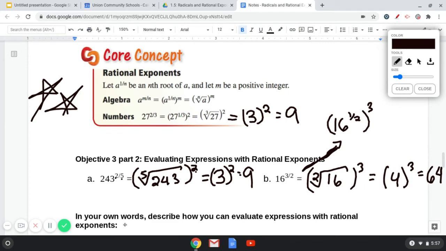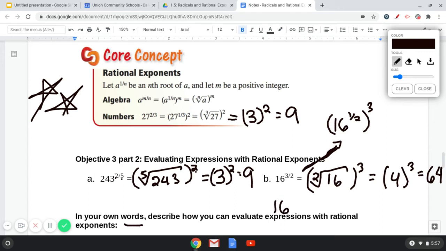And then in this next part, I'll let you do this on your own. In your own words, describe how you can evaluate expressions with rational exponents. So put this into words. Just describe how you can split up this fraction into a 1 over a number and then an exponent. And that helps us find an nth root first and then cube it. But hey, you could also do this the opposite way. You could also cube it first and then find the square root.